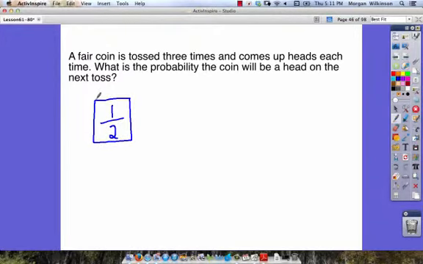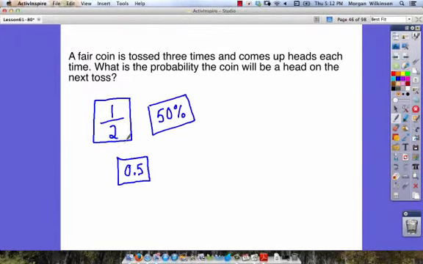Now the other way we could report our answer would be to say 50%, because we often express probabilities as percents. And a third way we could express our answer would be to say 0.5. It's less common to express probabilities as a decimal, but we could do that, and it's still the correct answer because it's equivalent to 1/2 and 50%. Let's look at our next problem.